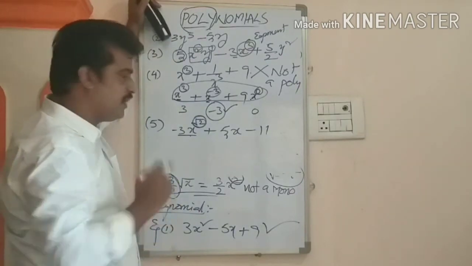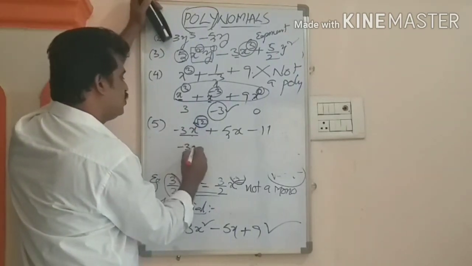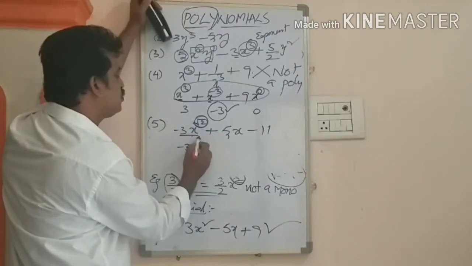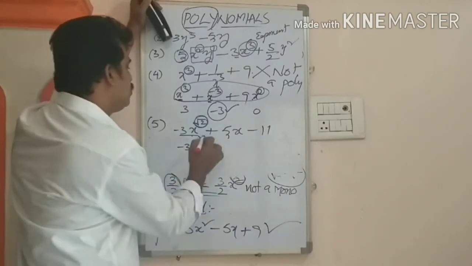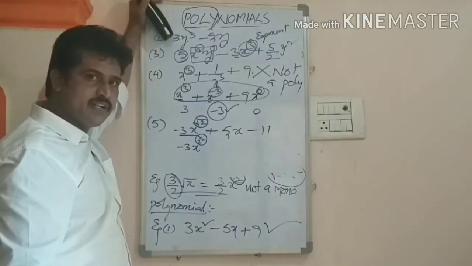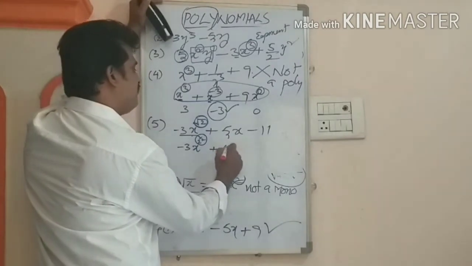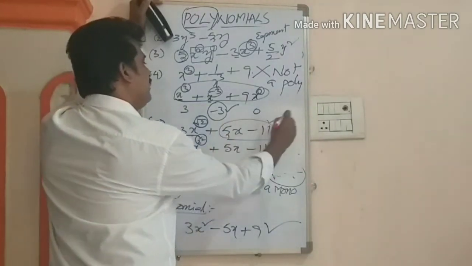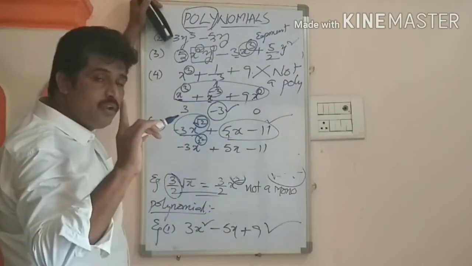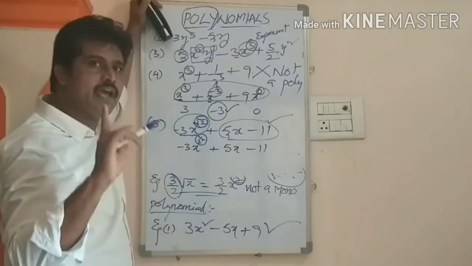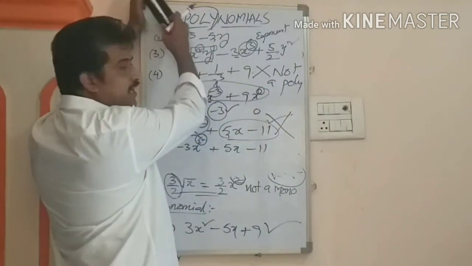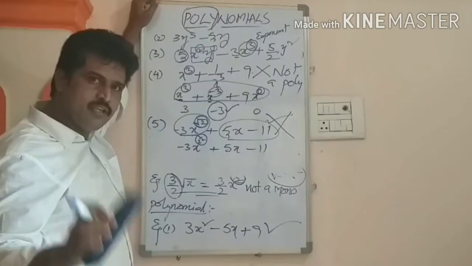But it's wrong. Why? Because this x to the power root 2 can be written as root 2, and root 2 means 2 to the power 1 by 2. 2 to the power 1 by 2 is not an integer. Plus 5x minus 11. These two are okay, but when you see the first term, there is no positive integer as power of the variable. So this is also not a polynomial.